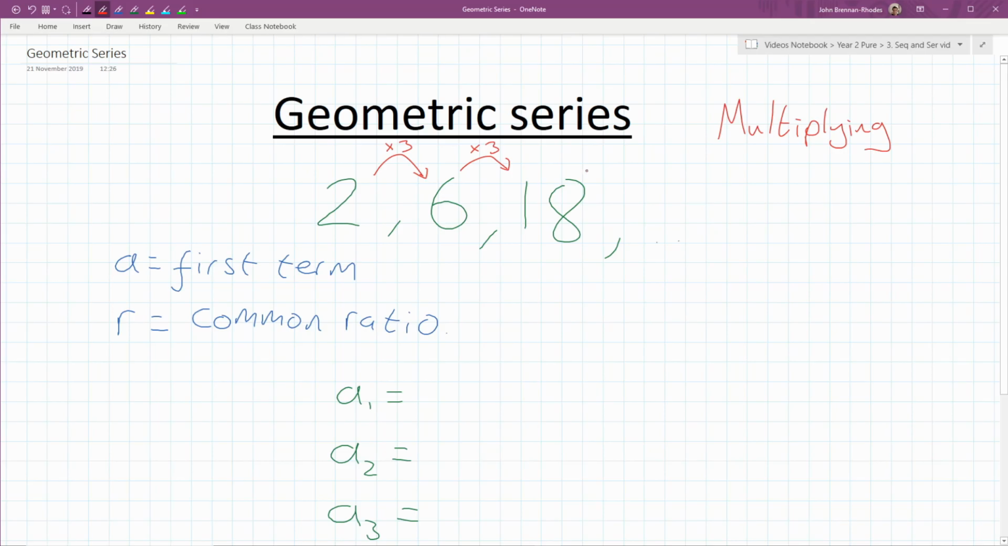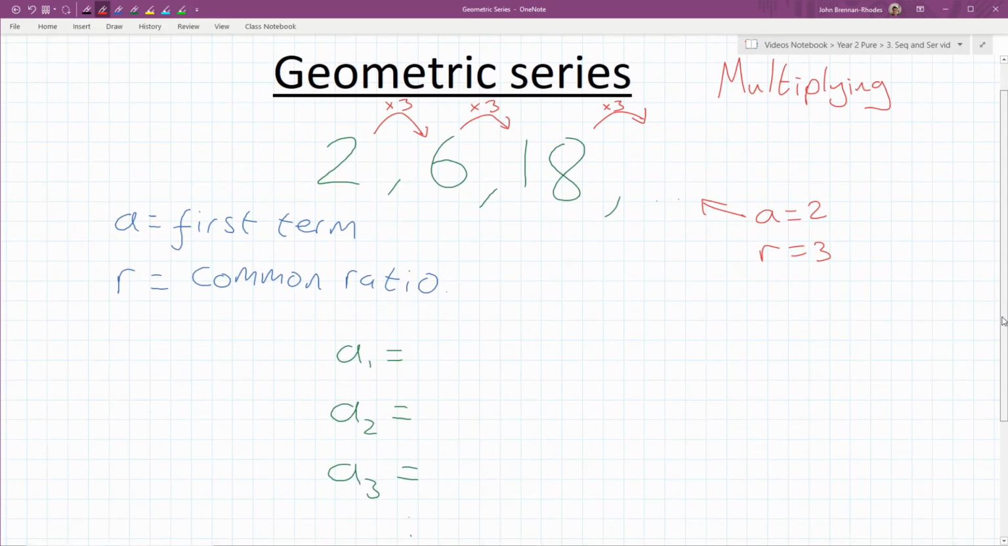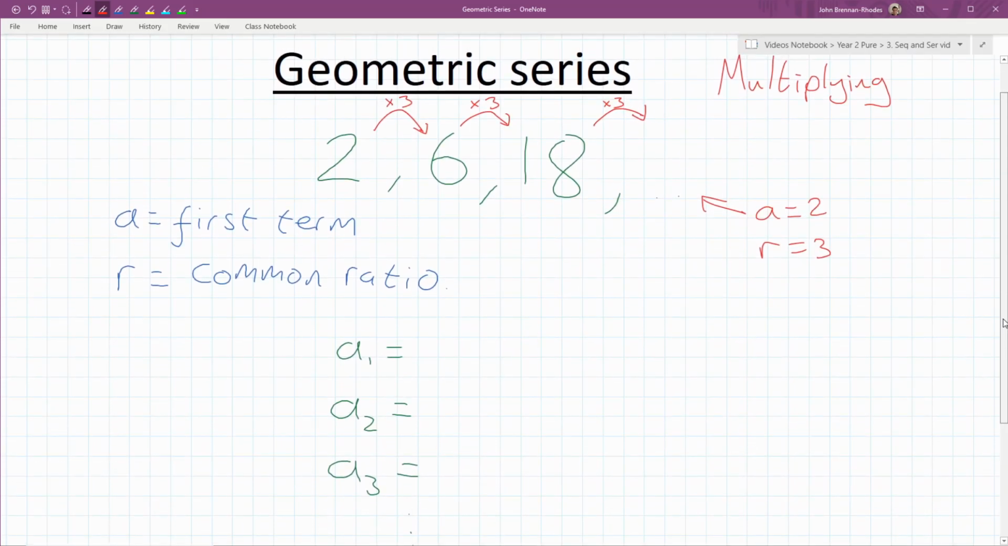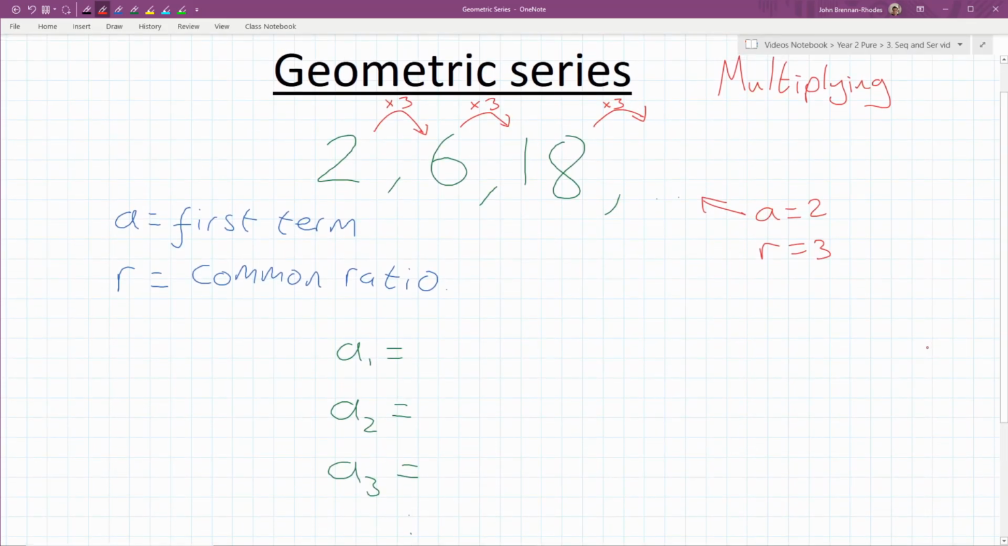And I mentioned this in the previous video, but we have a first term and we have a common ratio. The common ratio is what you multiply by each time to go between the terms. So in this example, we've got that A is 2 and R is 3. The first part of this video, we're going to try and come up with an nth term, and we're going to try and come up with a formula for the sum of the first n terms.